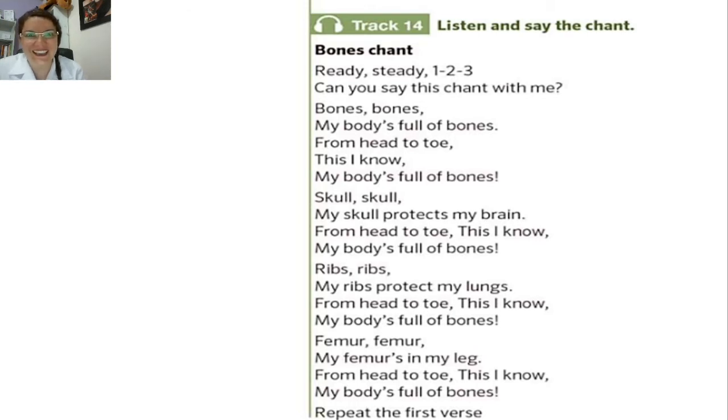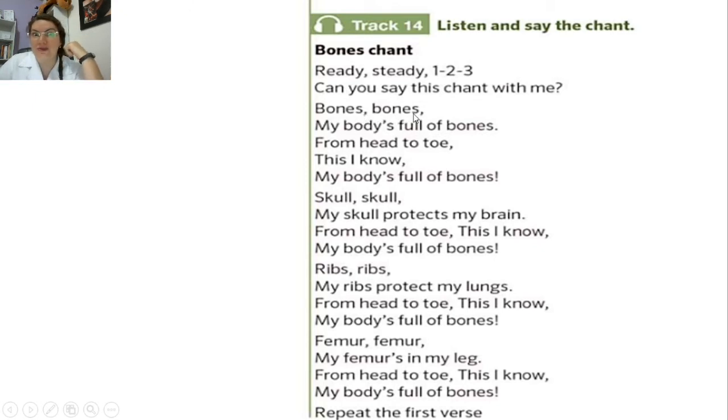Great! Did you like it? I love it. Look, bones, chant. É o canto dos ossos, ok? A música dos ossos. Ready? Estão prontos? Steady? 1, 2, 3. Can you say this chant with me? Vocês podem falar esse canto comigo?